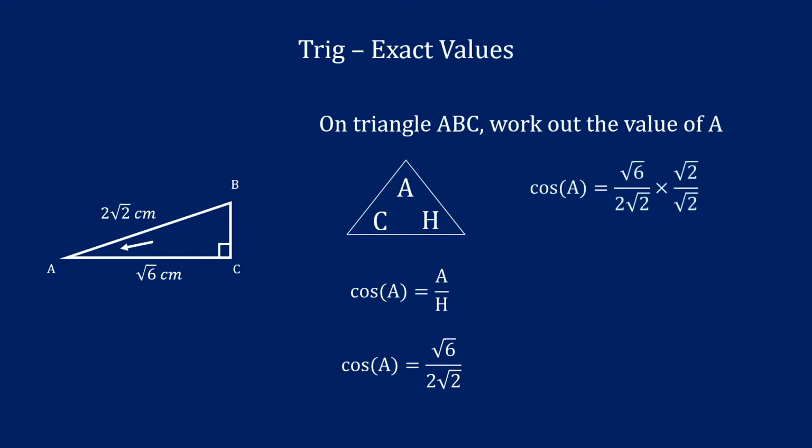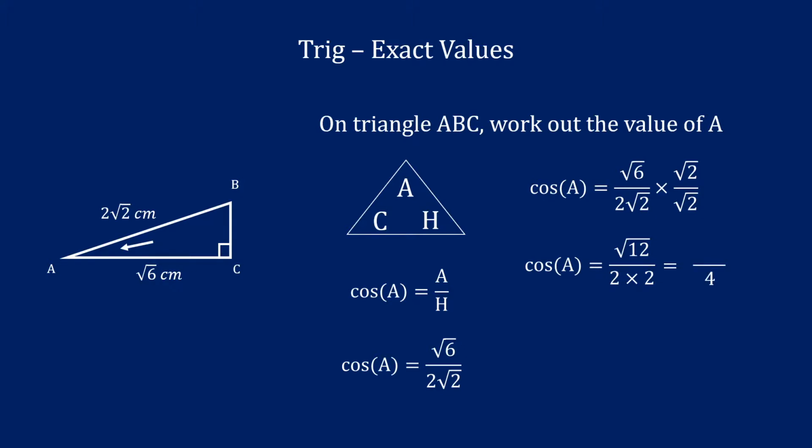Let's simplify that a little bit. So we're going to rationalize. So we're going to times top and bottom by root 2 over 2, which is going to give us cos A equals root 12 over 2 times 2. Mr. Burgess, why is it 2 times 2? Because root 2 times root 2 is 2. Cool? Now slowly. The denominator, 2 times 2, is 4.